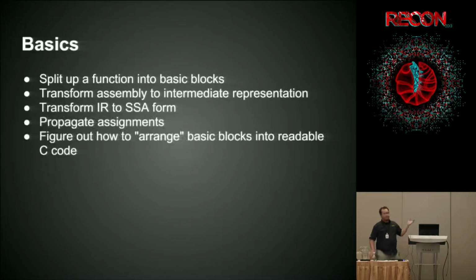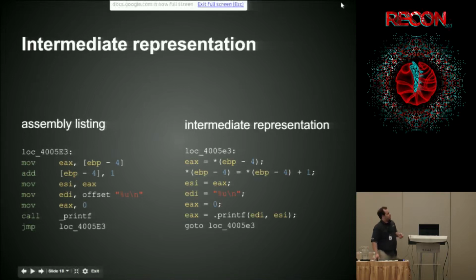So the basic idea is this. You split up the function in basic blocks, just like think the IDA graph view. That's the same idea, and then transform the assembly into an intermediate form. Then from that form, you transform the intermediate into SSA form. And then you propagate a few expressions to simplify the control flow. And you arrange the blocks in a way that would tell something to a programmer. So this is what it looks like.